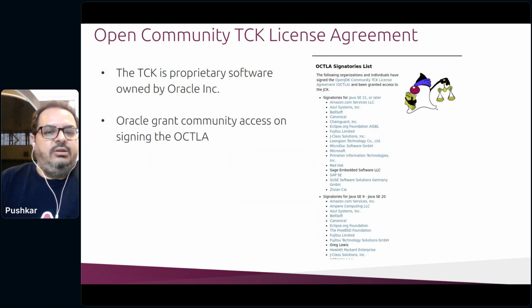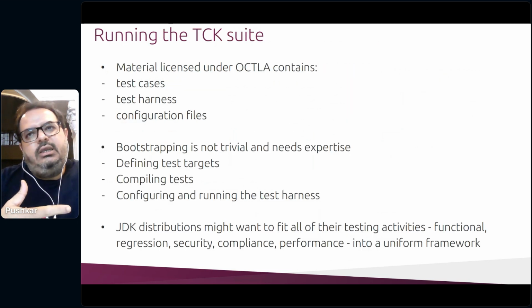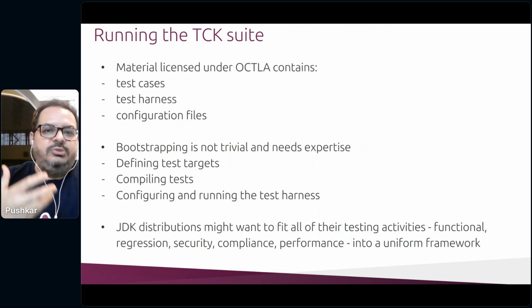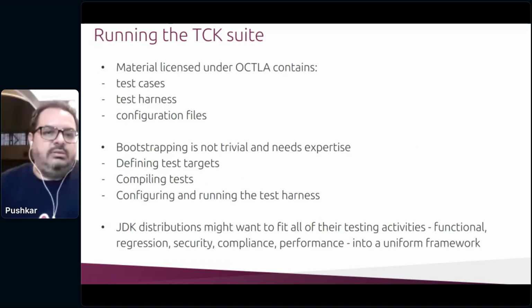So the starting point, if you have your own OpenJDK binaries and you want to have them TCK certified, is to get in touch with Oracle and make sure you sign the OCTLA agreement. Once you have signed the OCTLA, you get access to the TCK material from Oracle. There is going to be a package for OpenJDK 17, a package for OpenJDK 21. If you've opted for other OpenJDK releases, there are going to be different packages for each one of them.